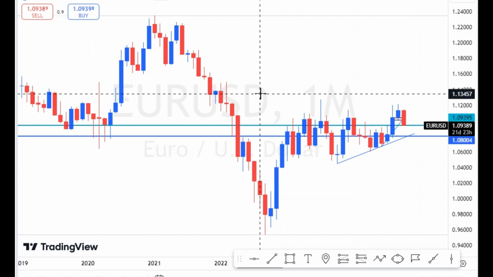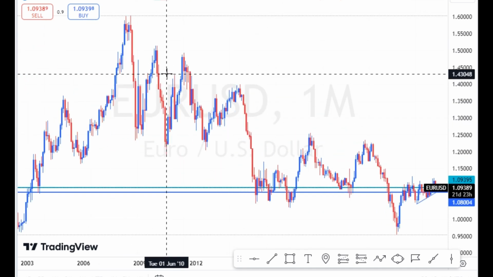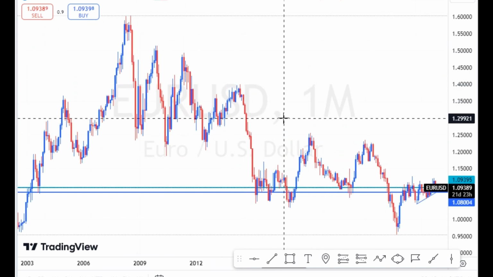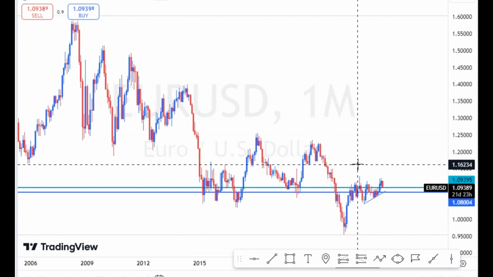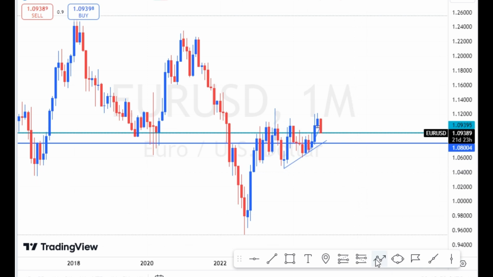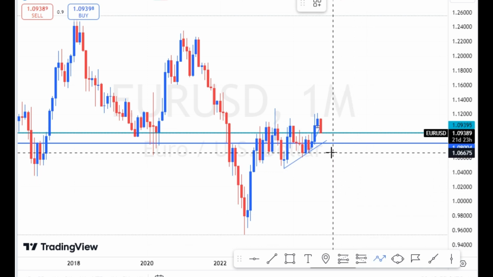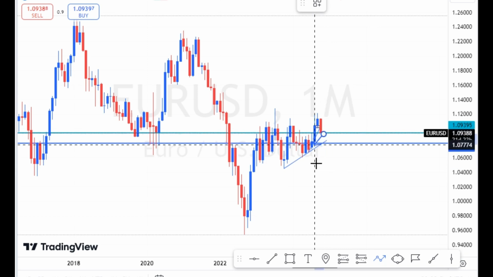So let's look at the monthly structure on the Euro USD. We can see from our previous structure on the Euro USD that we are in what? A downtrend. So long as the previous structure of the Euro USD is on a downtrend on the monthly chart, we are expecting a major drop on Euro USD. Before we can see the major drop on the monthly chart, we expect price to close below this level, this higher low.